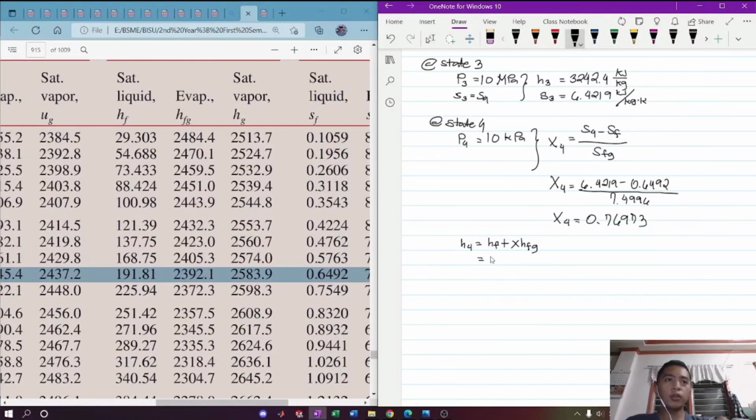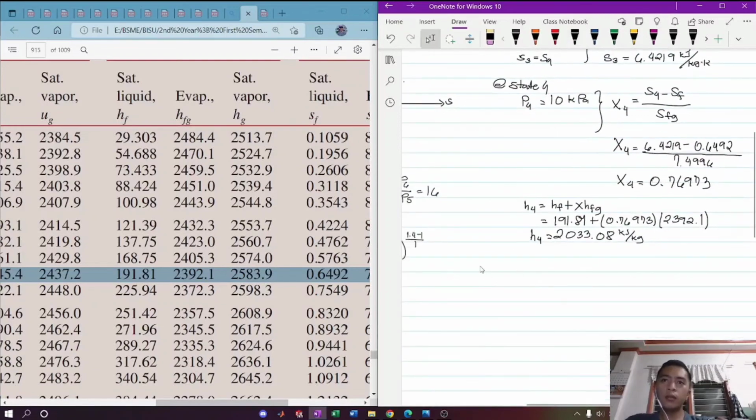So, HF nimo is 191.81 plus X 0.76973, and then HFG is 2392.1. So, hindi na ito isuot ang units kundi madugay. So, H4 is 2,033.08 kilojoules per kilogram.